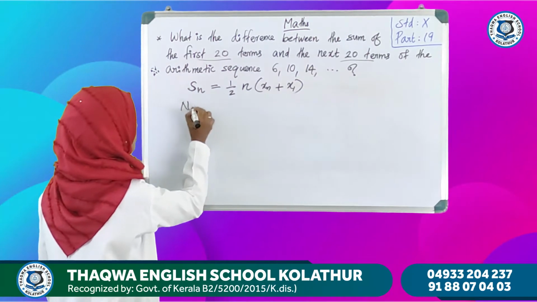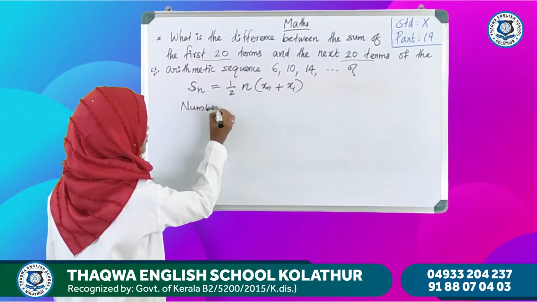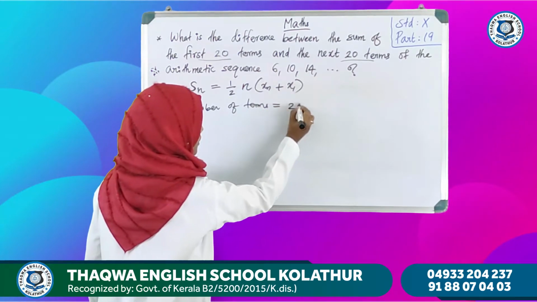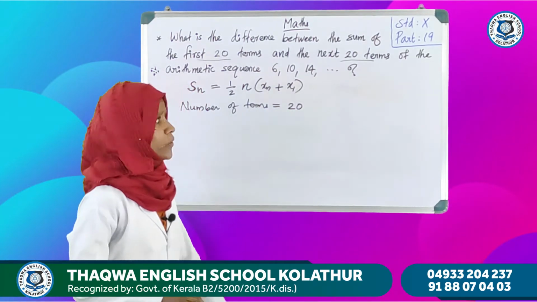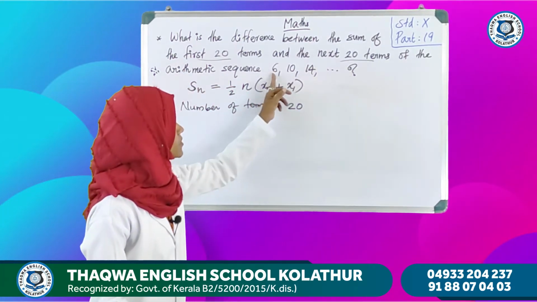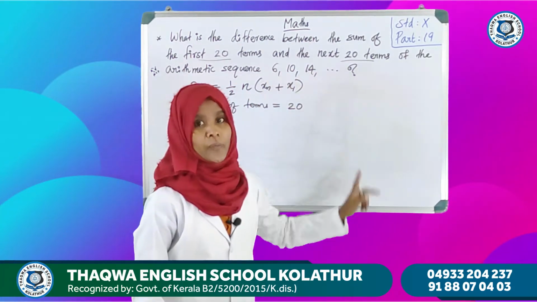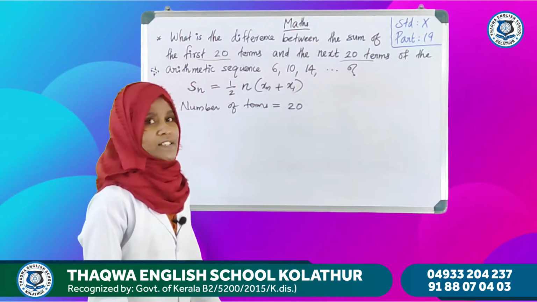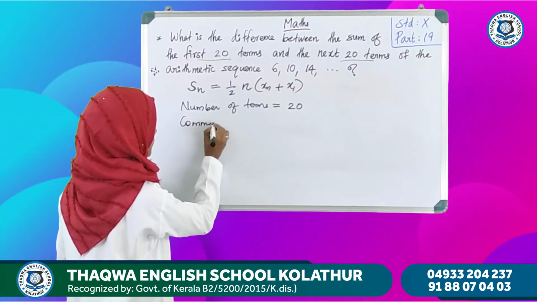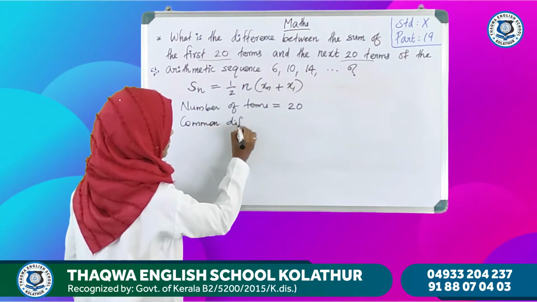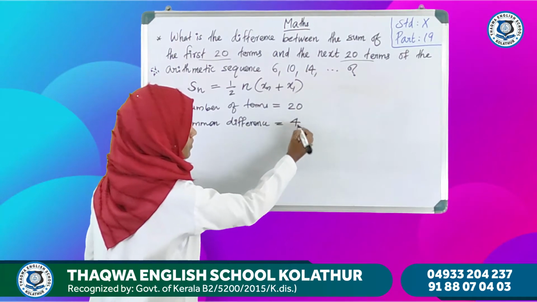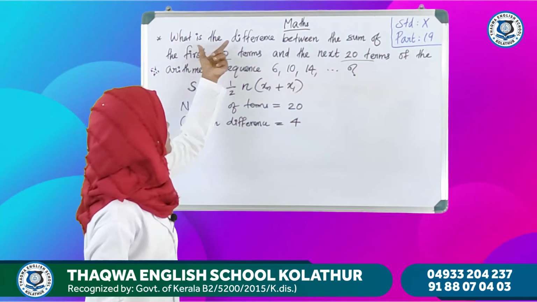So let us take the number of terms as 20. Now what is the common difference of this sequence 6, 10, 14, etc.? What is the common difference? The common difference is 4. Now what is our question?